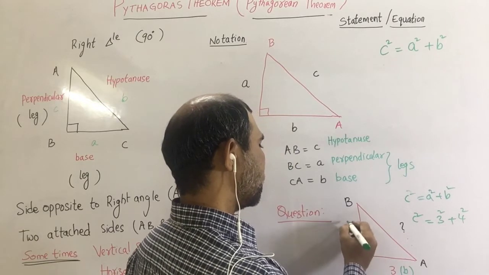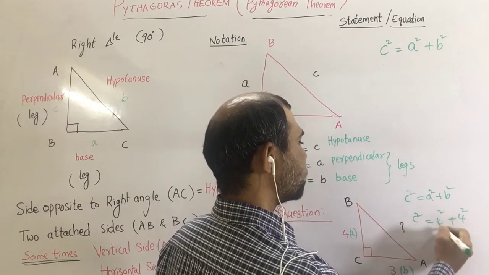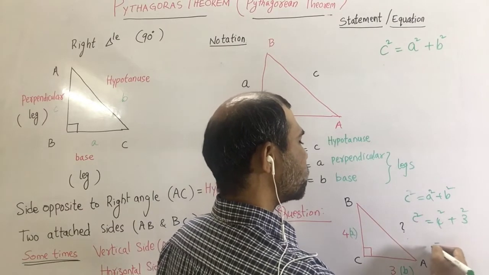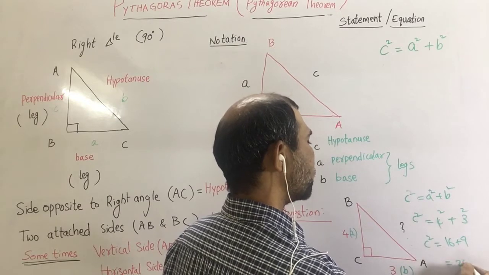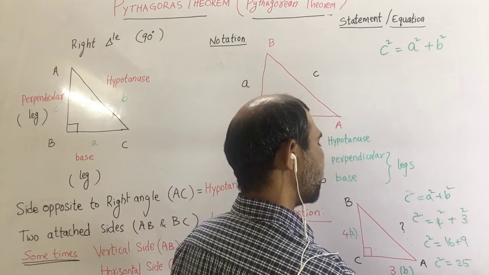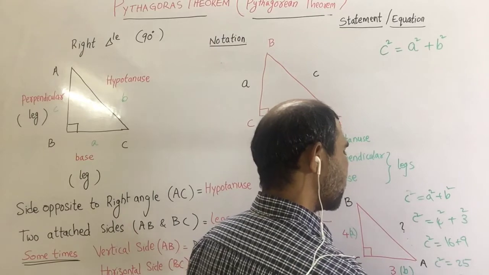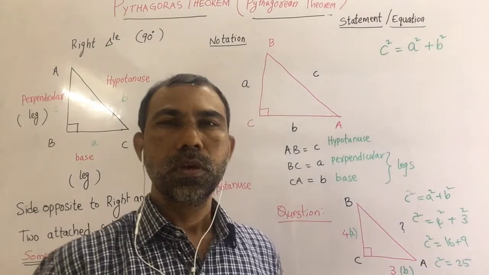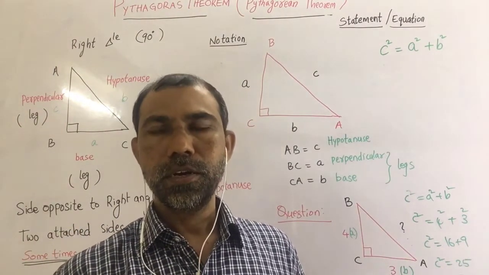and this is a. That means you can represent it as 4 squared plus 3 squared, either way. Then c squared is equal to 16 plus 9, that is equal to 25. c squared is equal to 25, c is equal to the square root of 25, that is c is equal to 5. So here the hypotenuse is 5 centimeters. Like that we can find the missing side in a right triangle.